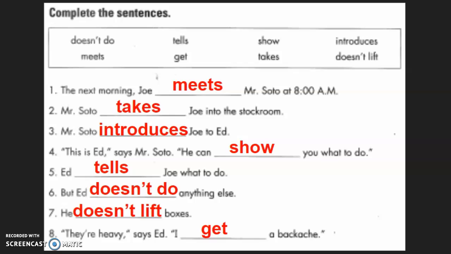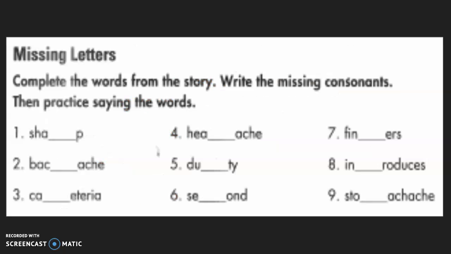Now we'll go over some of the words from the story. This activity is called Missing Letters. The instructions say, complete the words from the story. Write the missing consonants, then practice saying the words. Number 1. Sharp. What letter is missing from the word? R. Sharp. Number 2. Backache. What letter is missing from the word? K. Backache.